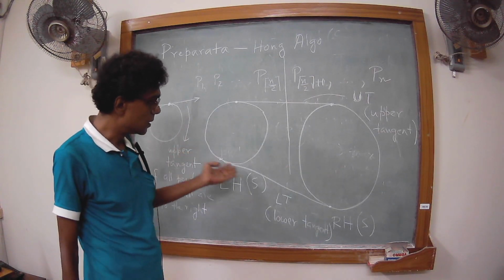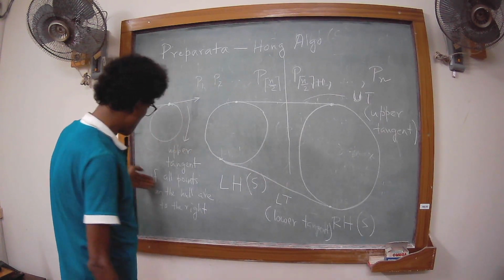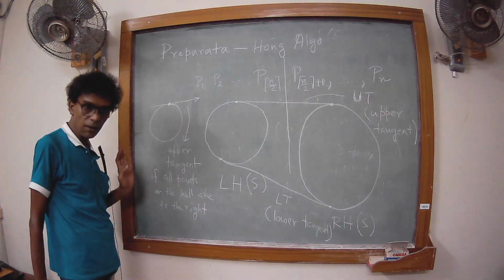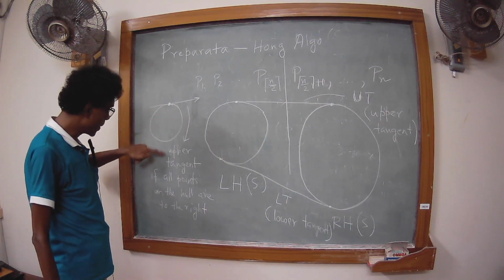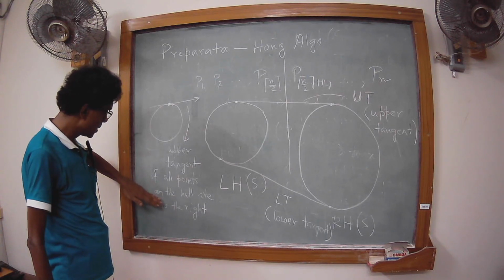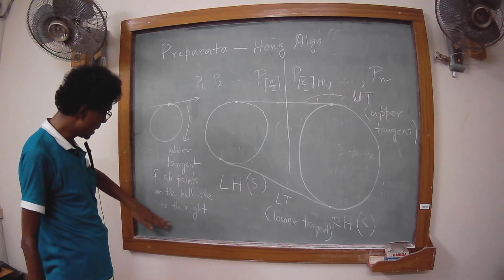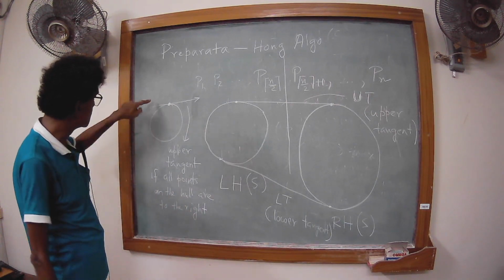Likewise, you can define a lower tangent if all the points are to the left. Okay. Anyway, so upper tangent, it is called upper tangent if all points of the hull are to the right of the oriented line, this line.